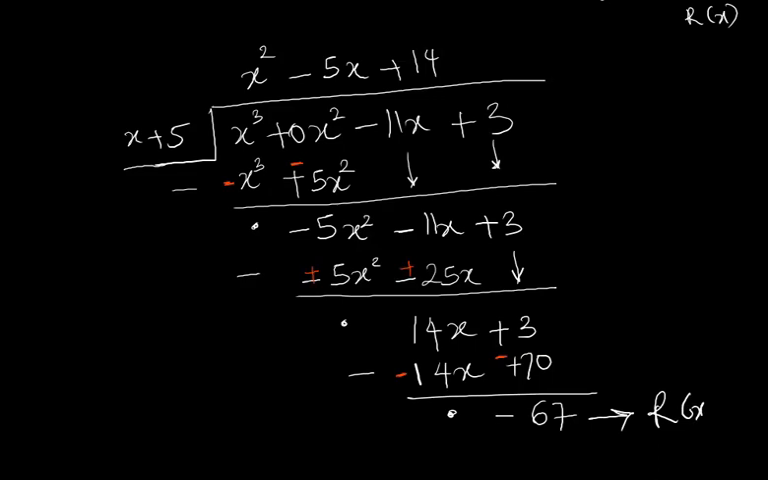Again, we have gotten the remainder. I call it R(x). Now this is our quotient Q(x). This is our divisor D(x). So this is how to use long division to divide polynomials, using it to get the quotient and the remainder.